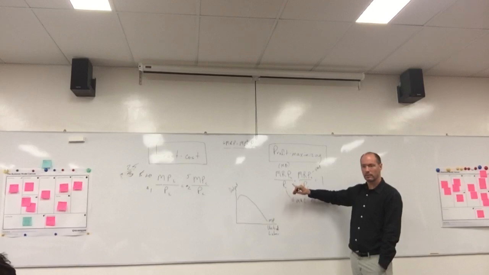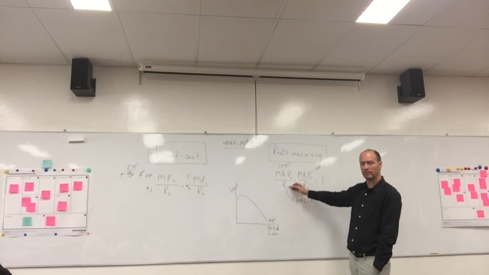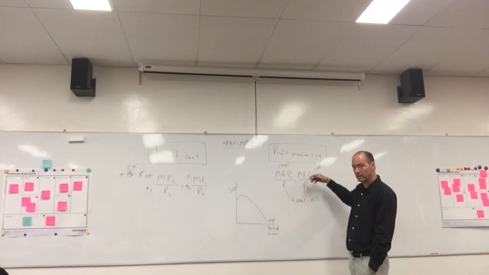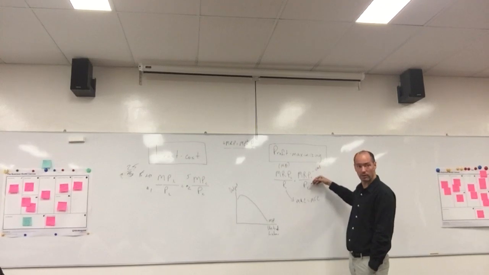So the business will produce up to the point that the marginal revenue product of labor over the price of labor equals the marginal revenue product of capital over the price of capital, as it will purchase capital up until the point that this fraction equals 1. And so both are equal to 1. At that point, they will have maximized their profits.